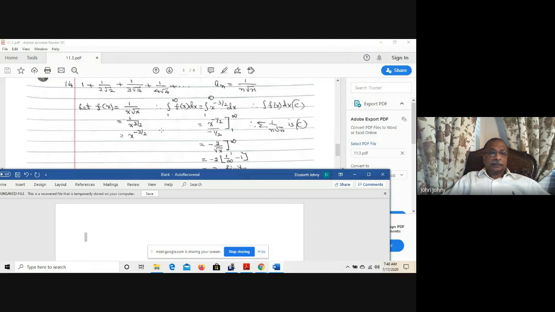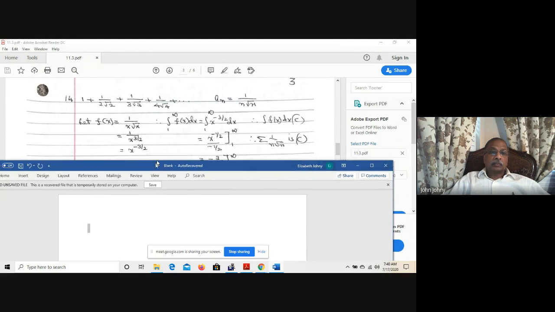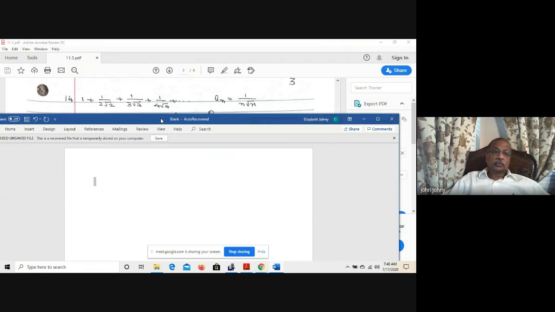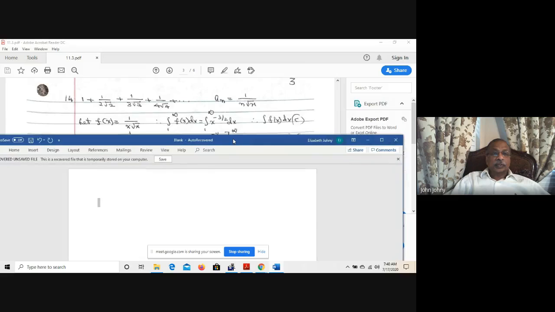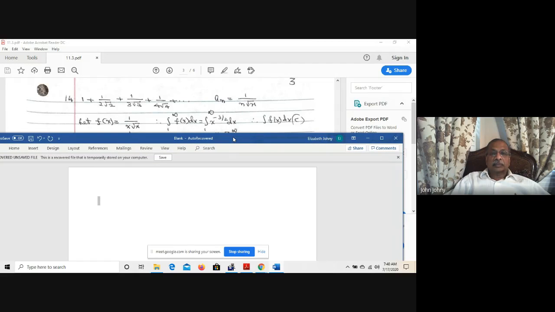Number 14. 1 plus 1 over 2 square root of 2 plus 1 over 3 square root of 3 plus etc. So a_n is equal to 1 over n times square root of n. Second term, 2 square root of 2. Third term, 3 square root of 3. Fourth term, 4 square root of 4, etc. So the nth term is 1 over n square root of n. So f(x) is 1 over x times square root of x.